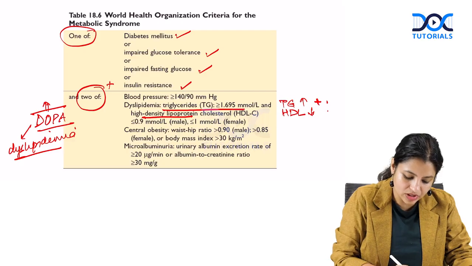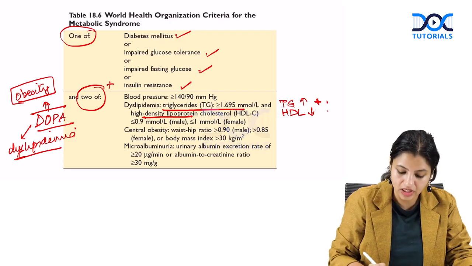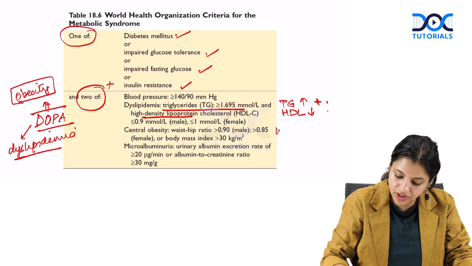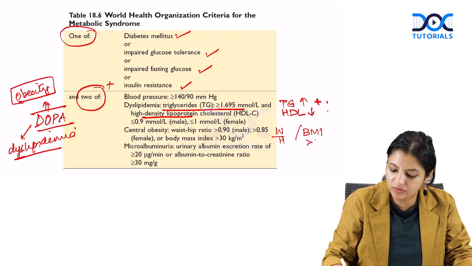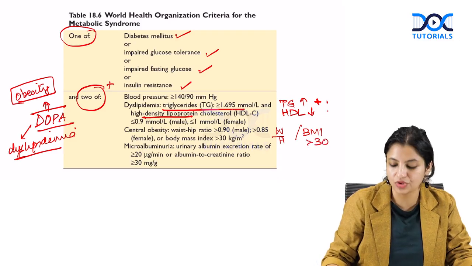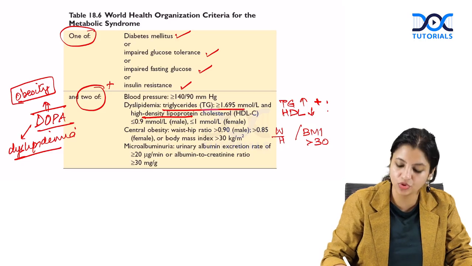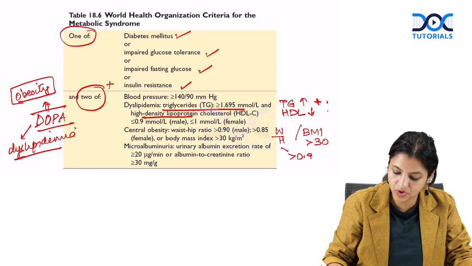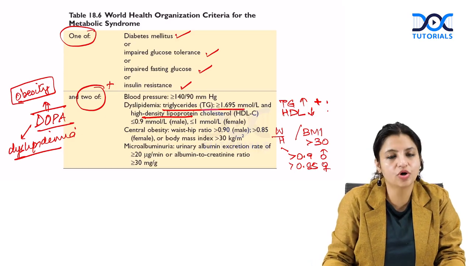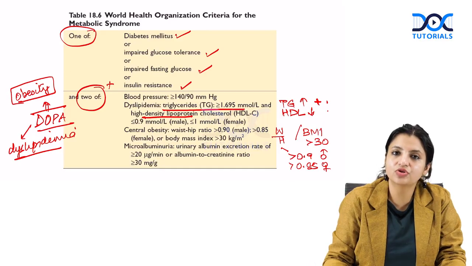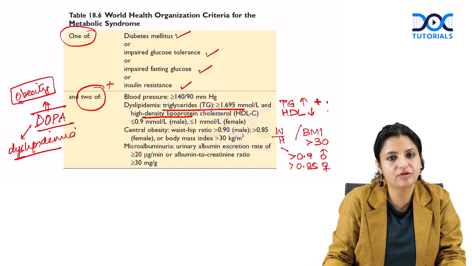O is central obesity. Obviously when the lipids are abnormal, there is high chances of getting obesity. So central obesity. So how do you assess central obesity? Either you take waist to hip ratio or you take body mass index. So if the BMI is more than 30, or waist to hip ratio is more than 0.9 in males, more than 0.85 in females. So either you take waist to hip ratio or you take body mass index. Okay, so waist to hip ratio is more than 0.9 in males, 0.85 in females, and your BMI is more than 30, then also it comes under that category.